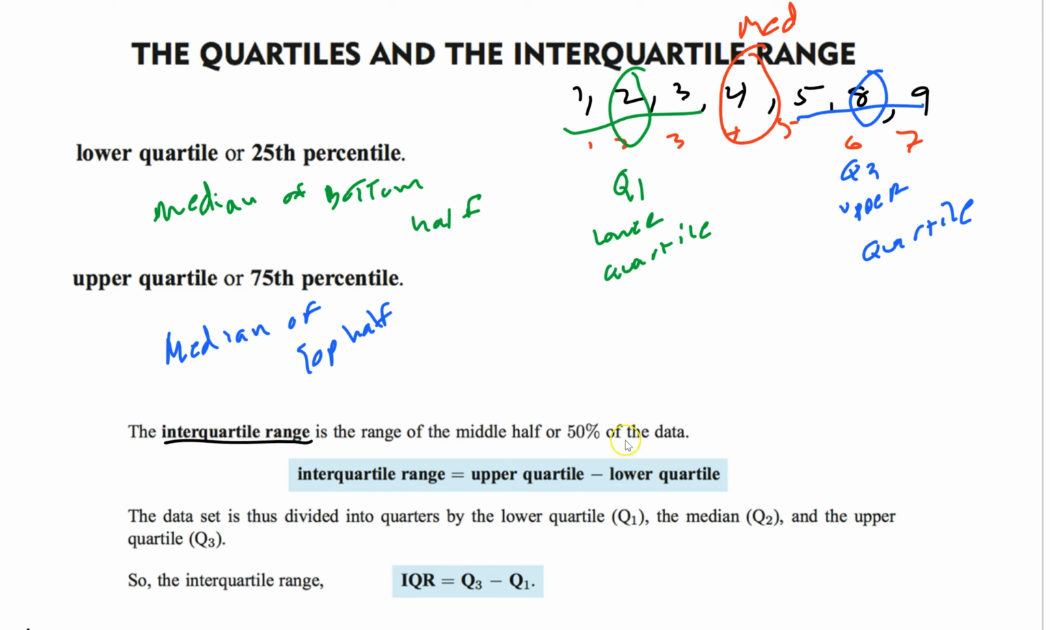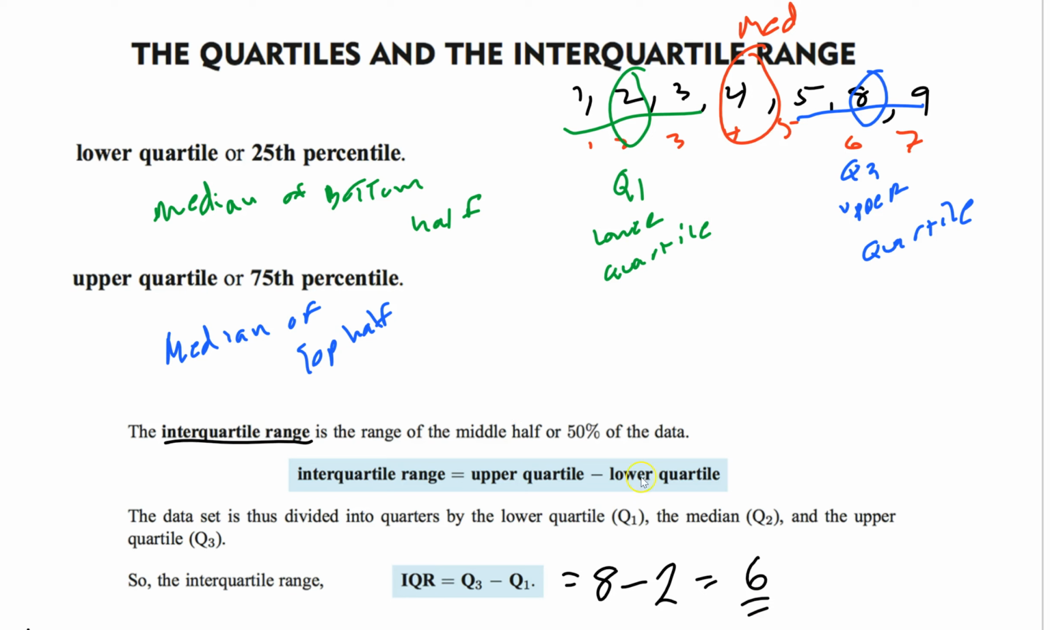All the interquartile range is, is this very simple formula right there. Interquartile range, also known as IQR, is the upper quartile minus the lower quartile, Q3 minus Q1. So for our problem right here, if we want to find the interquartile range, I'm just going to do Q3, which for us was 8, minus Q1, which for us was 2, and I get 6. That's our IQR. Now what does that mean?